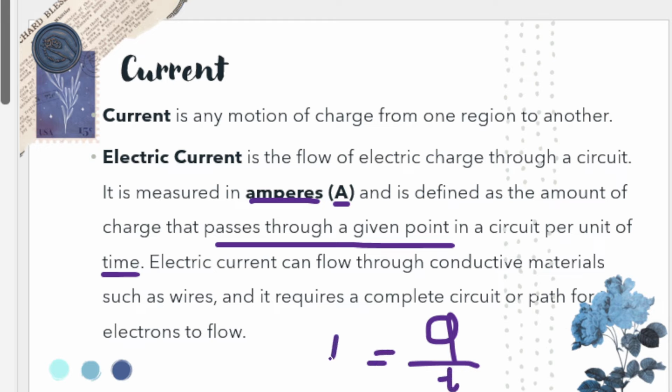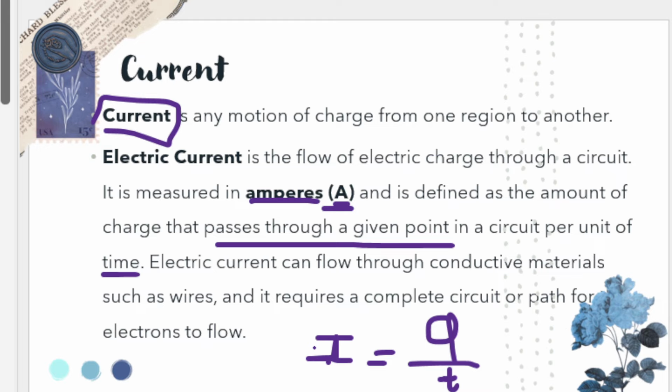That is current. Now current has a symbol of I. Do not be confused: I is the symbol of current, and A is its unit. So I is equal to the charge per unit of time.